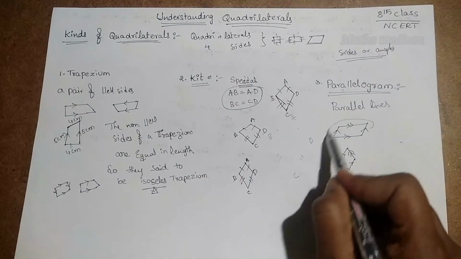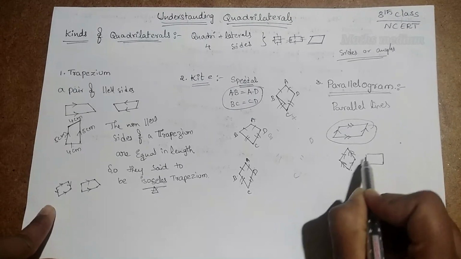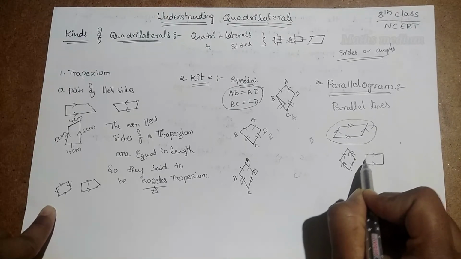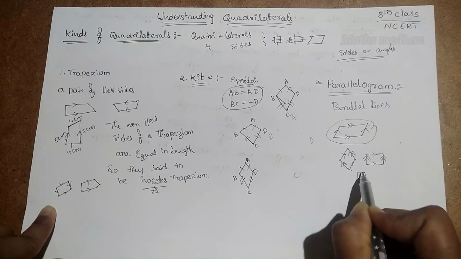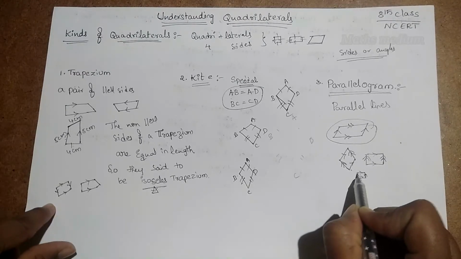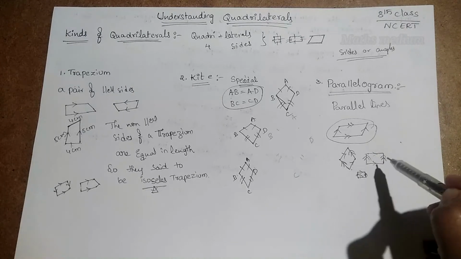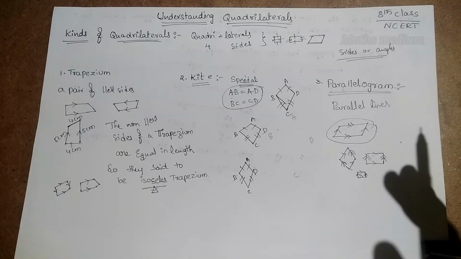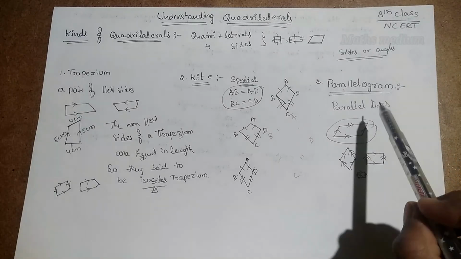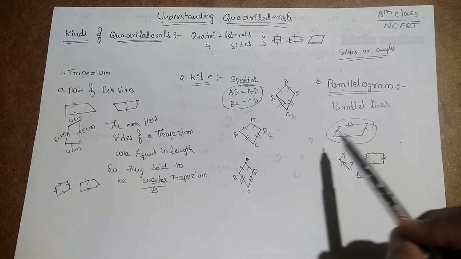Usually we use a parallelogram in this shape. If you use this, this is a rhombus. If you use this, this is a rectangle, and if you use all equal sides, this is a square. So all sides are equal and all opposite sides are parallel. So rectangle, rhombus and square are parts of a parallelogram. But coming here, a parallelogram deals with parallel lines in a quadrilateral.